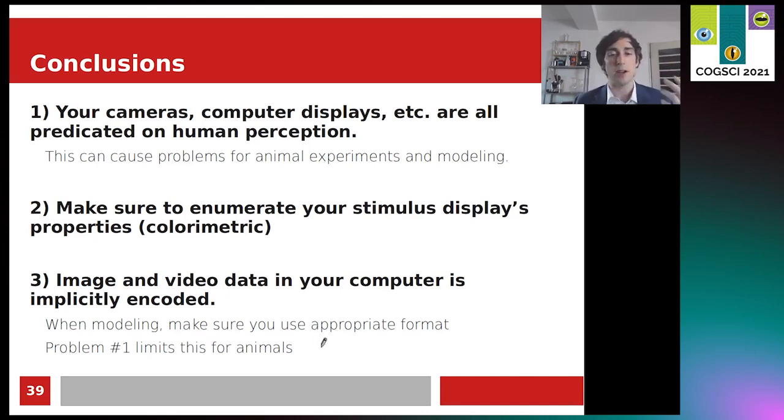your computer or video data on your computer to feed to a model of an animal, of course, it's not going to represent what the actual animal would see, because the data is already super biased towards being reprojected on a monitor built for being seen by human eyes. So just be very careful and very aware of that difference.